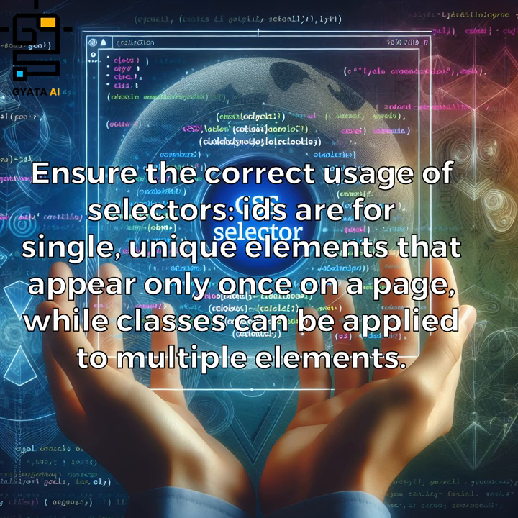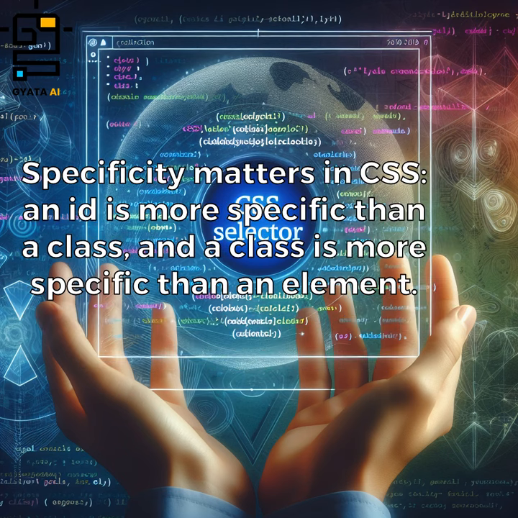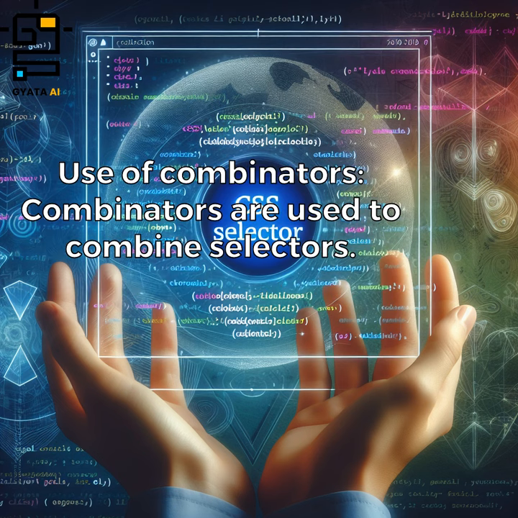Tips and tricks. Ensure the correct usage of selectors. IDs are for single, unique elements that appear only once on a page, while classes can be applied to multiple elements. Specificity matters in CSS. An ID is more specific than a class, and a class is more specific than an element. Use of combinators. Combinators are used to combine selectors.